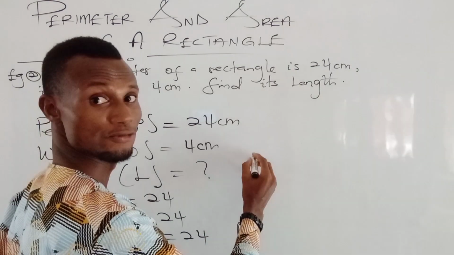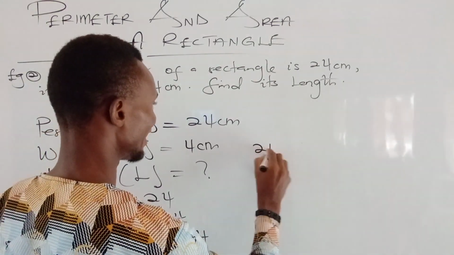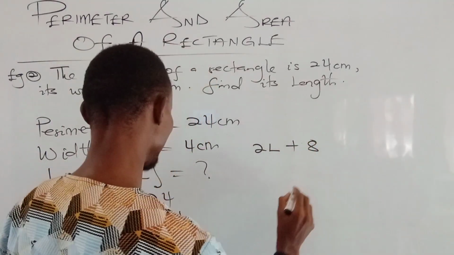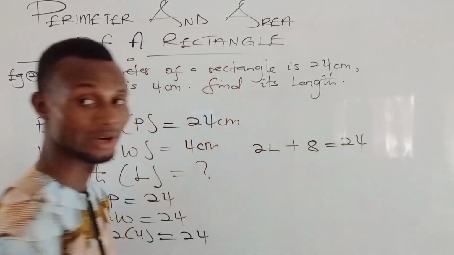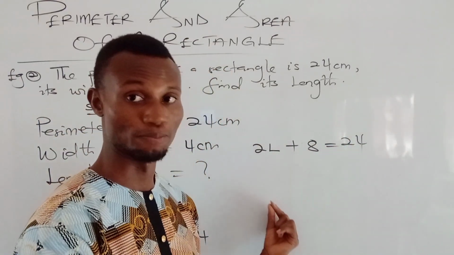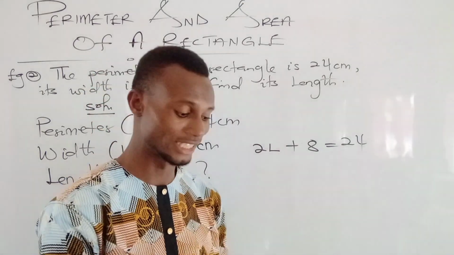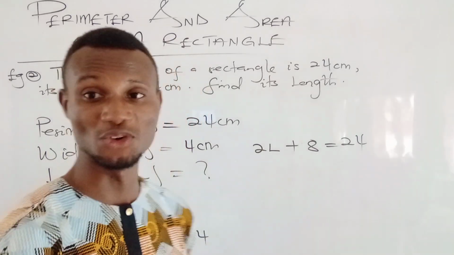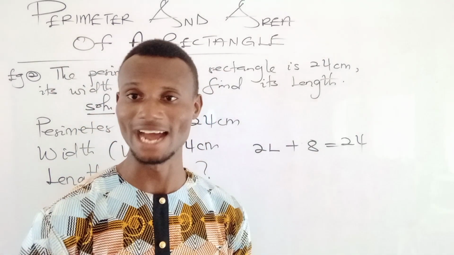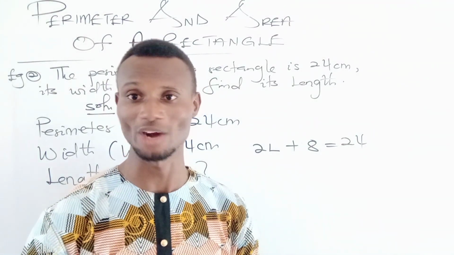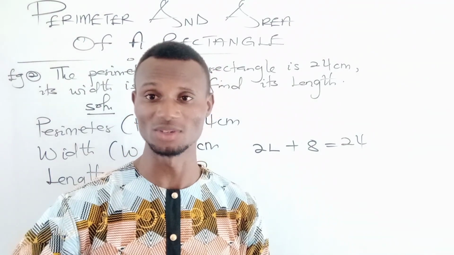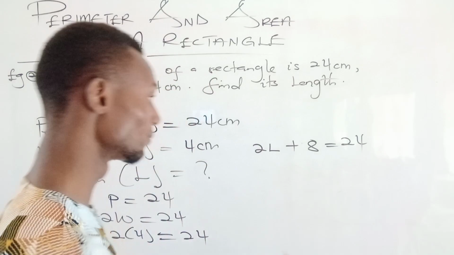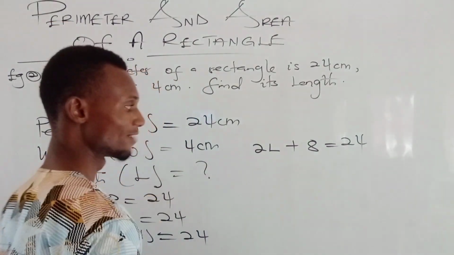So let me continue from this side. I have my 2L plus 2 times 4 is 8. So 2L plus 8 equals to 24. Now from here, this is very simple to solve. This is a linear equation that you have to solve for L. I've taught you linear equations, so if you don't know anything about linear equations, I've already done videos on linear equations from the scratch. Please search for those videos and watch them, because we are applying that knowledge here. So let's solve this equation now for the value of L.